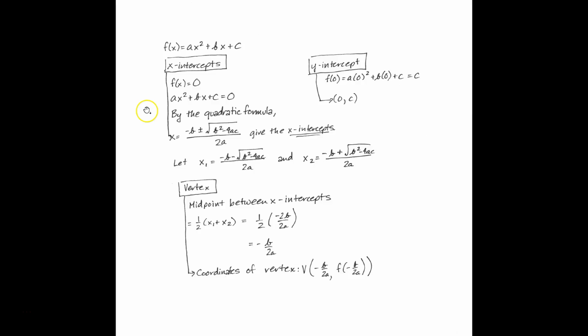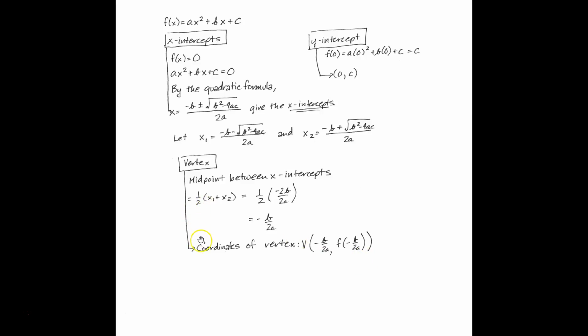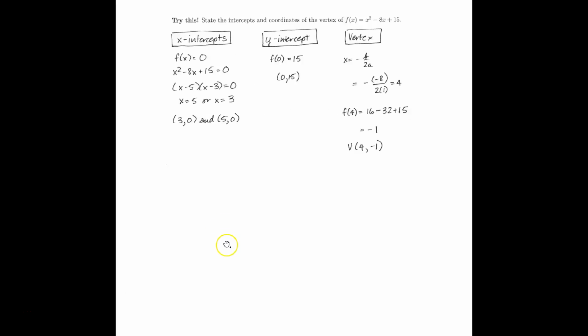So we just want to remind ourselves how, given a function f of x equals ax squared plus bx plus c, we found the x-intercepts by letting f of x equal 0, which means we can use the quadratic formula to find these x-intercepts. The y-intercept comes from letting x equal 0 and evaluating f at 0. And the vertex comes from evaluating the function at the opposite of b over 2a. Okay, so we've been working with those sorts of ideas.